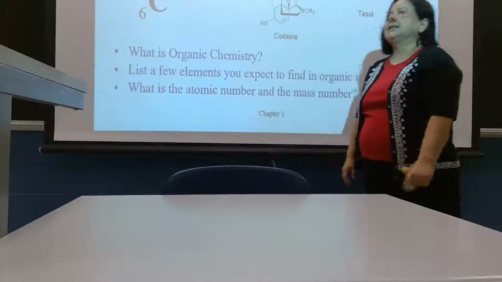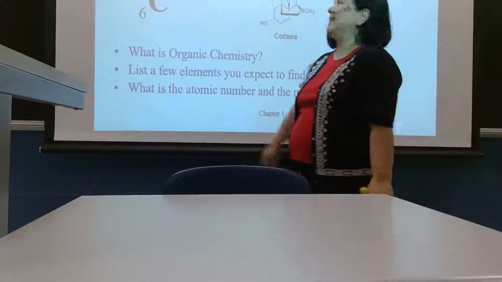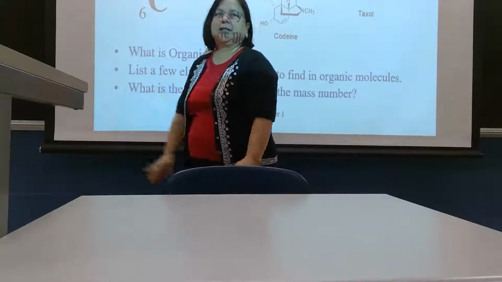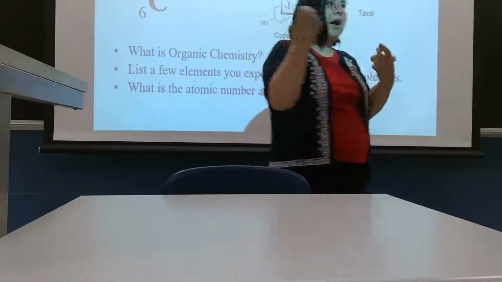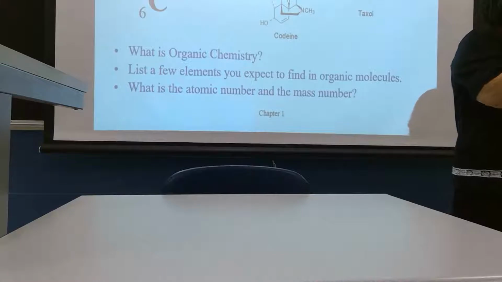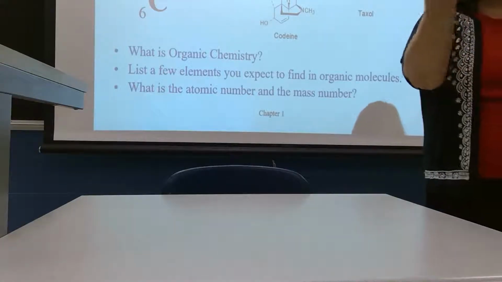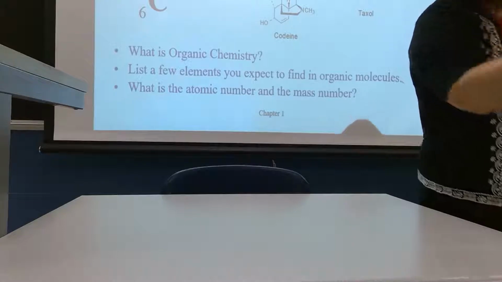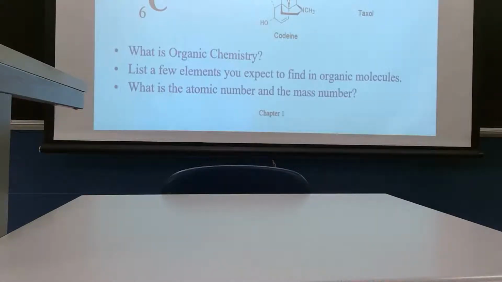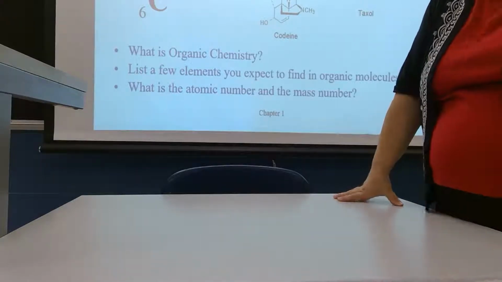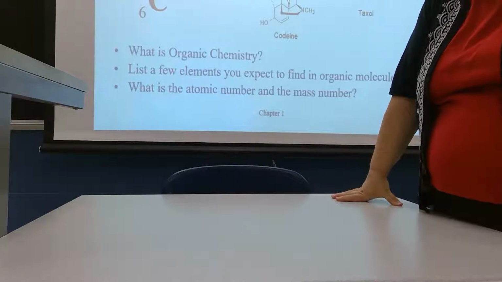Atomic number is 6. And what's this 12? Mass number. How will you calculate the mass number? Number of protons plus neutrons. But when we look at the periodic table, we don't have 12. We have 12.011, not 12. That's because carbon can exist as carbon 12 and carbon 13.